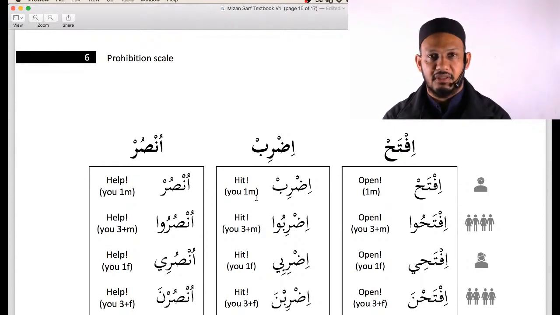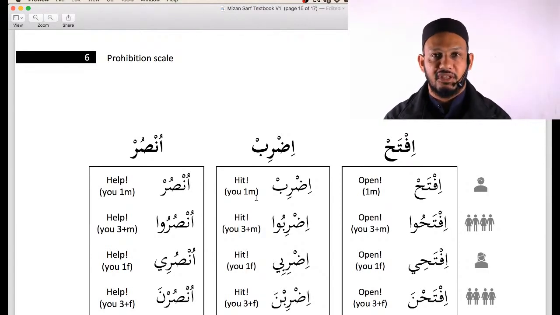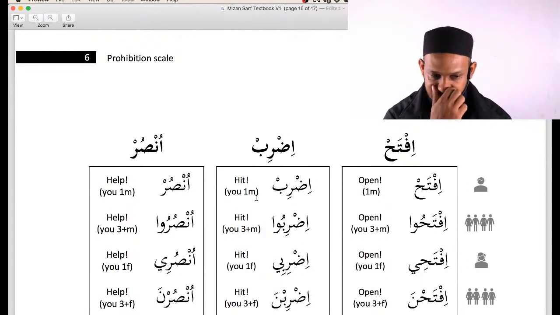Iftah means open. Let's say the scale together. Iftah, iftahu, iftahi, iftahna. Again, iftah, iftahu, iftahi, iftahna. Translation: iftah, open, for you one male. Iftahu, open, for you mixed group or group of males. Iftahi, open, for you one female. And iftahna, open, for you many females.